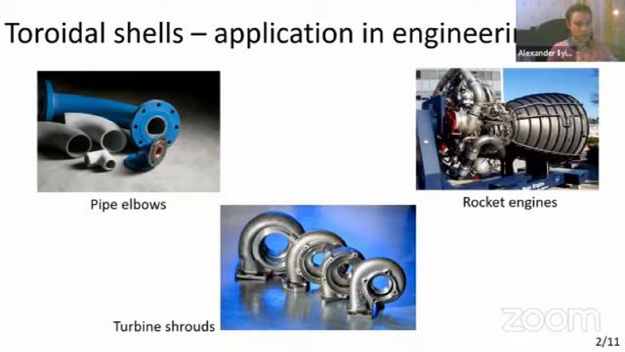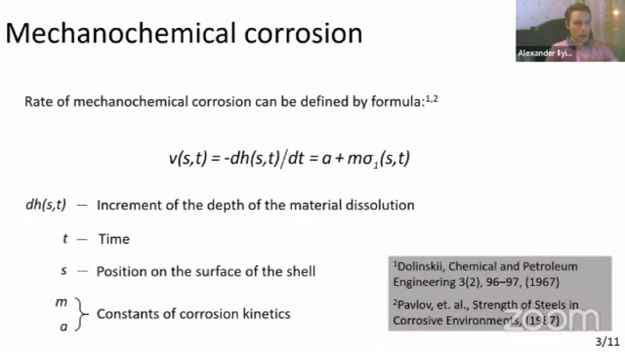Simultaneous action of mechanical loads and aggressive environments can cause mechanochemical corrosion. The term mechanochemical corrosion was introduced with regard to general corrosion facilitated by stress, to be more precise, for anodic dissolution of elastically deformed metals.